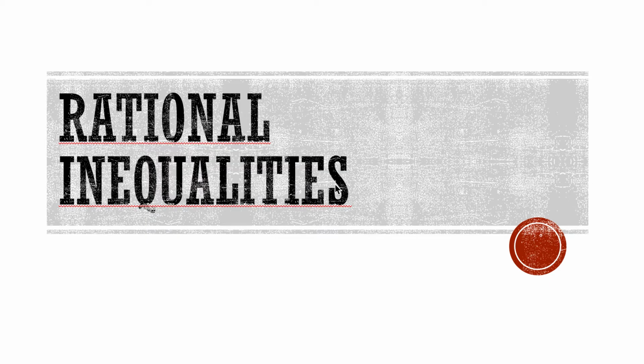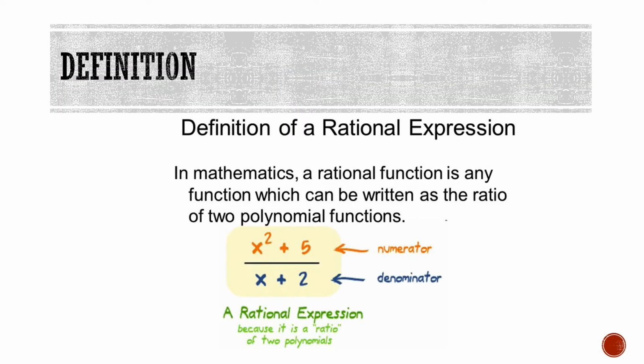So as we begin this section, we're going to start talking about rational inequalities. In the last section, we defined a rational expression, and I just want to remind you of what we said that was. Remember, rational means that it's a ratio, which means it's a fraction, where you have a polynomial function on the top and a polynomial function on the bottom.